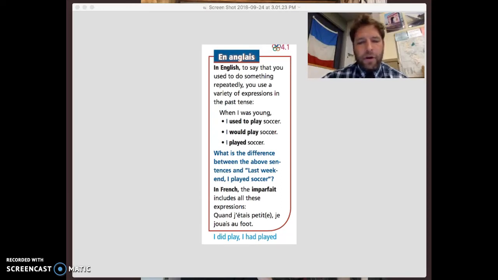So these expressions are all included in the imparfait: I used to play, I would have played, I played, also I was playing, which isn't mentioned here. So the expression quand j'étais petit, je jouais au foot. So when I was young, I used to play soccer. When I was young, I played soccer.